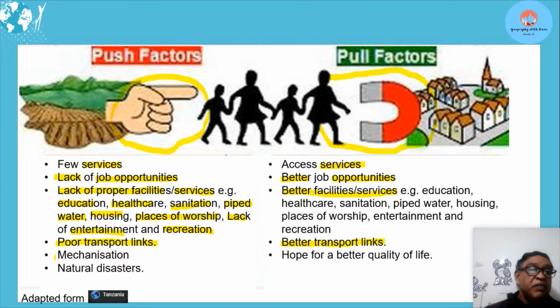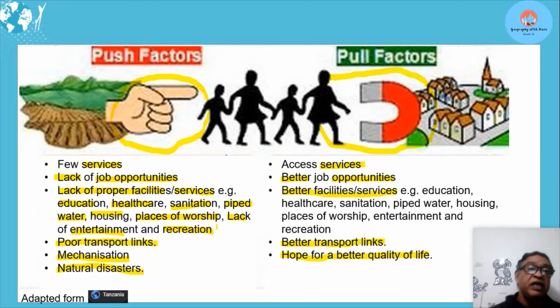Other factors that may push them out is mechanization, machinery being used on farms. Therefore, they need less labor, and many people become unemployed, and therefore have to move somewhere else to get employment, like the urban areas. Or natural disasters, like floods, droughts, farms close down, liquidate, and then people have to move to the urban areas.